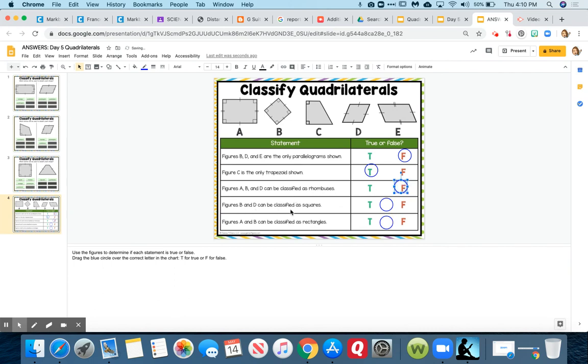B and D can be classified as squares. Well, they both have 4 equal sides, but in order to be a square, we need 4 right angles. B has 4 right angles, but D does not. So that is also false. Figures A and B can be classified as rectangles. Well, in order to be a rectangle, it needs 4 right angles, 1, 2, 3, 4, and 2 sets of parallel sides. Well, B has 4 right angles and 2 sets of parallel sides. So that is true. They are both rectangles.